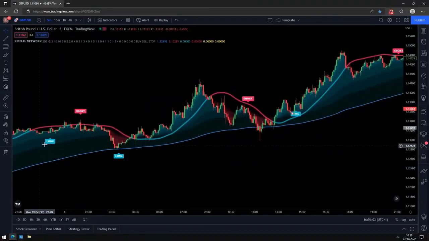The background on this strategy is also a good indicator of bias. So when it's blue, we're looking for buys and red for sells. You can also see we have these short and long signals, which will tell you when to get in on the candle once it's closed. I'm now going to show you exactly how to take entries.